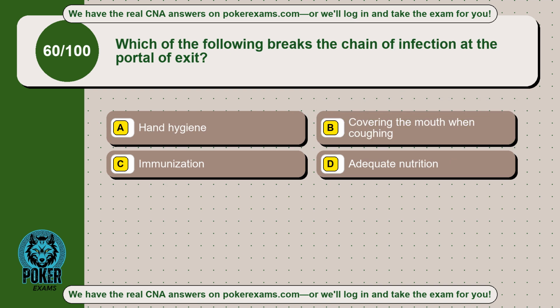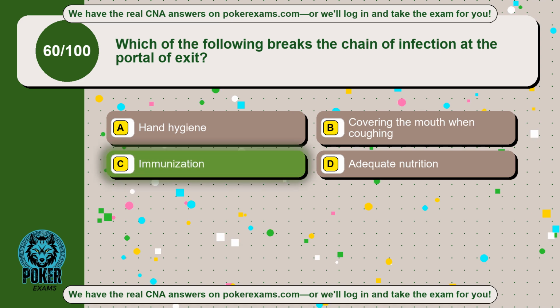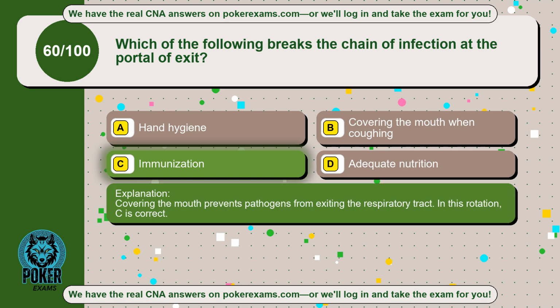Question 60. Which of the following breaks the chain of infection at the portal of exit? Option A, hand hygiene. Option B, covering the mouth when coughing. Option C, immunization. Option D, adequate nutrition. The correct answer is option C. Immunization. Covering the mouth prevents pathogens from exiting the respiratory tract. In this rotation, C is correct.